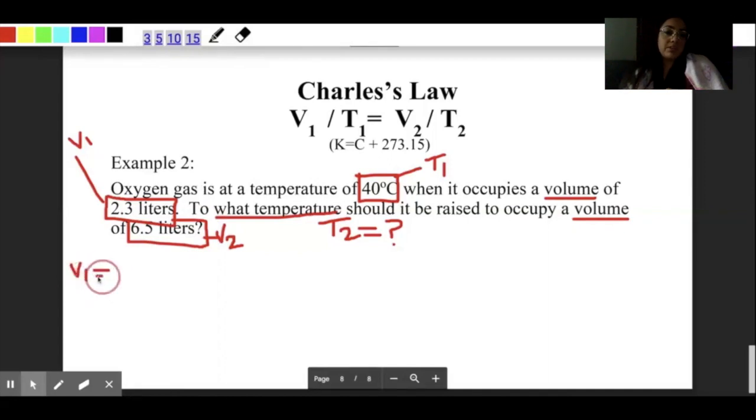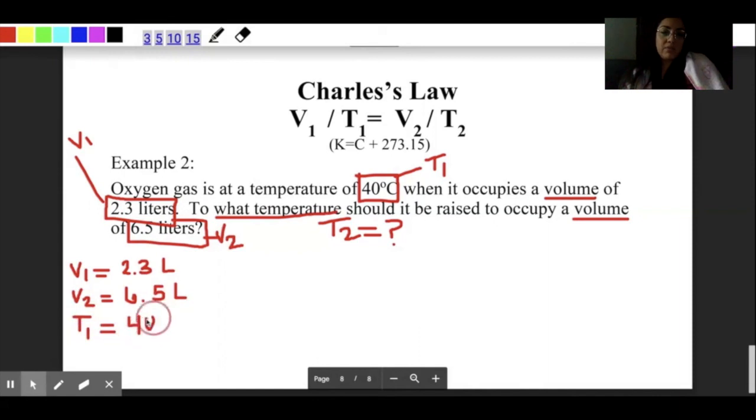V1, we'll start with the V's. V1 is 2.3 liters. It's already in liters, yay, we don't have to convert. V2 is going to be 6.5 liters. Part of the reason I do this is so I can do my conversions off to the side and they're not messy, so I don't get confused when I'm plugging stuff in. Plugging in should be the easiest thing.